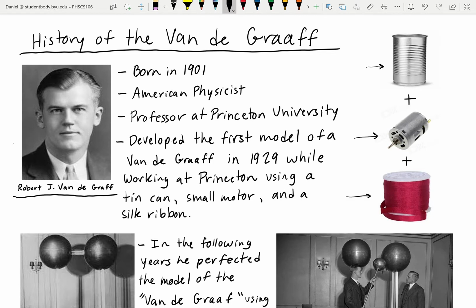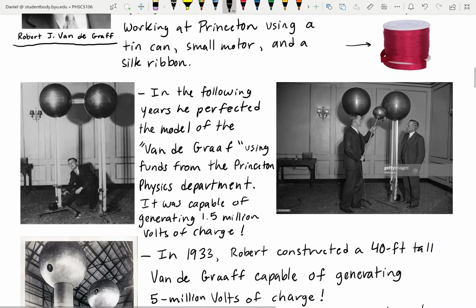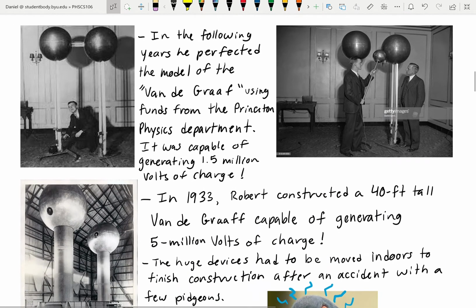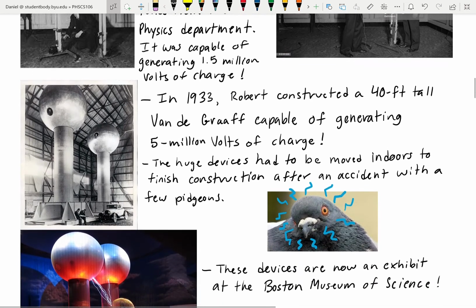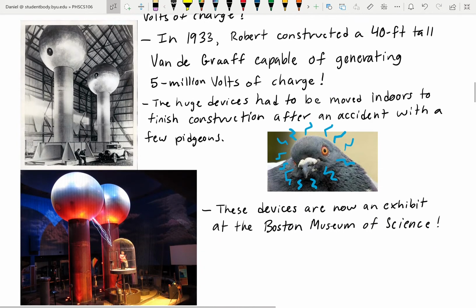So he continued working on the model, and in the following years he perfected it using funds from the Princeton Physics Department. It was capable of generating 1.5 million volts of charge. He continued working to try to perfect the model even further, and in 1933 Robert constructed a 40-foot tall Van de Graaff capable of generating 5 million volts of charge. These huge devices had to be moved indoors to finish their construction after an accident with a few pigeons occurred. These devices are now an exhibit at the Boston Museum of Science, where visitors can go and see how they work.